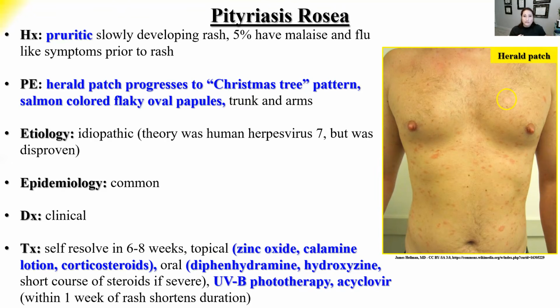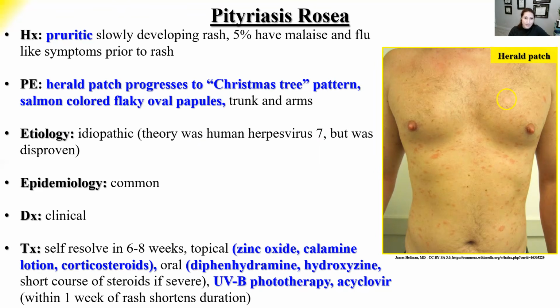It's usually whitish and flaky in color with a distinct border. As this rash progresses, it goes in a Christmas tree type of pattern down the trunk. And the lesions are kind of a pinkish in coloration. They're not bright red, so we call them salmon colored, and they have got this flaky skin on the inside. So a flaky skin, salmon colored rash that goes in a Christmas tree pattern is pityriasis rosea. It's idiopathic. We don't know what causes it. The original theory was that it was a herpes virus, but that's been disproven in subsequent studies. This is common. It's a clinical diagnosis.